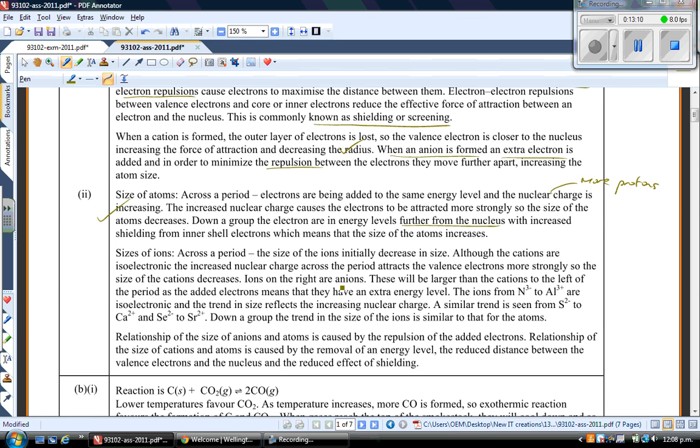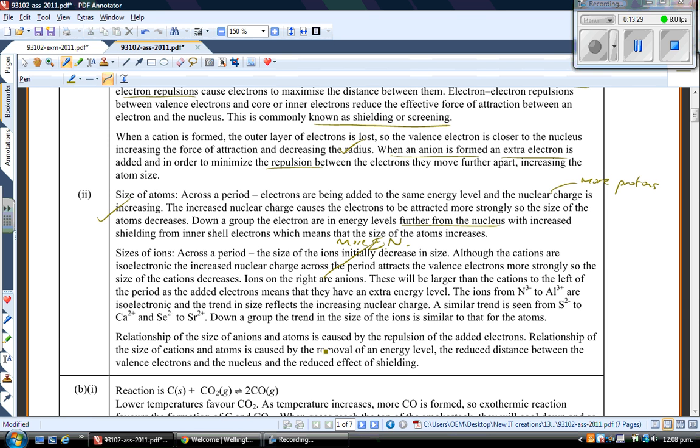Ions on the right are anions. That's because of being more electronegative. These will be larger than the cations to the left of the period, as the added electrons means that they have an extra energy level. Okay, similar trend is seen. Okay, this is a little bit about trends there.